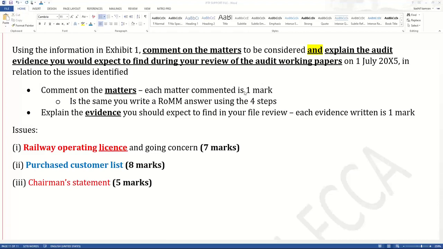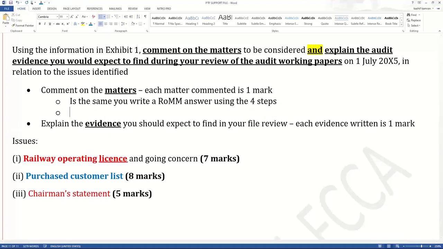Okay, now what to do? In the same way you write a ROM answer using the four-step model, that means you will have materiality as a matter, you will have accounting treatment as a matter, you will have risk as a matter, and the impact on financial statement as a matter, because they were basically the four steps.